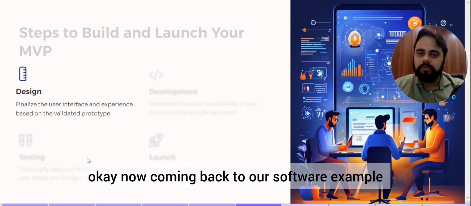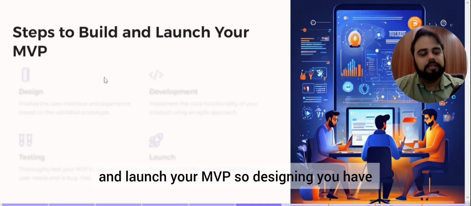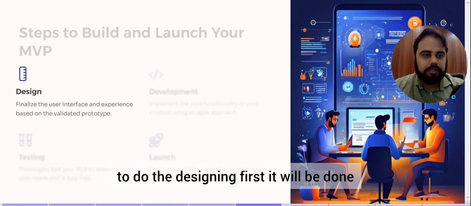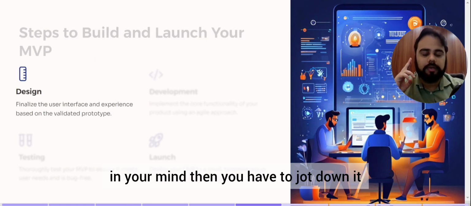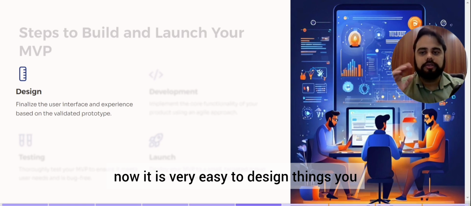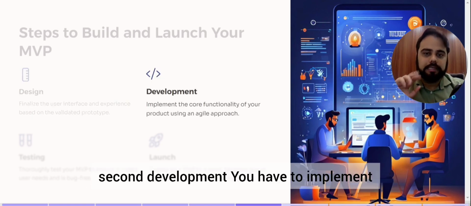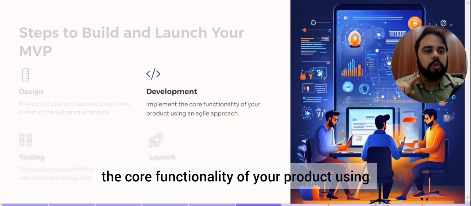Now, coming back to our software example, how will you build and launch your MVP? Designing, you have to do first. It will be done in your mind, then you have to jot it down. Now it is very easy to design things. You can even use AI to design your mockups. Second, development: you have to implement the core functionality of your product using an agile approach.